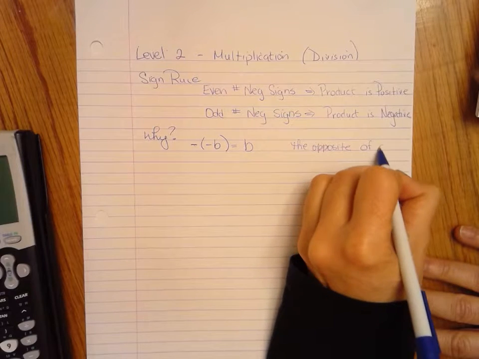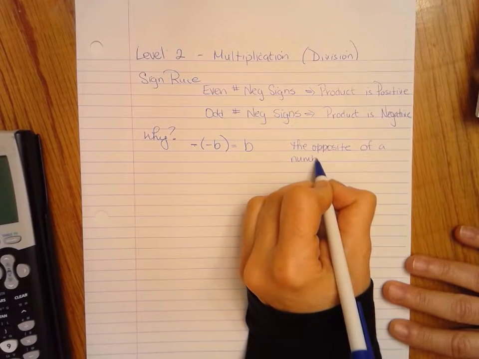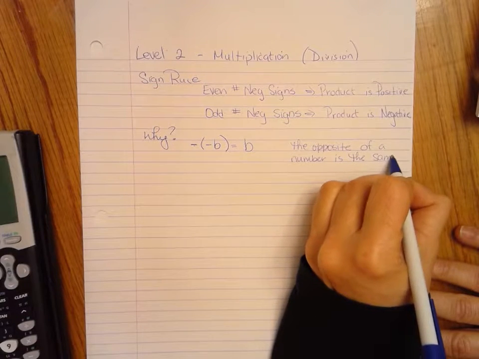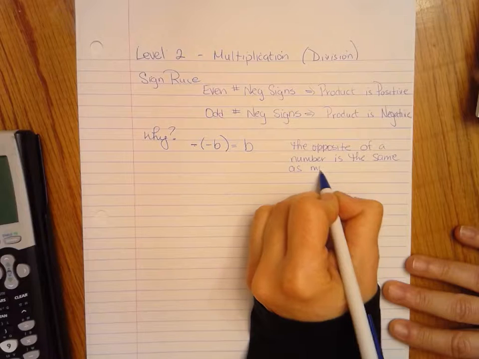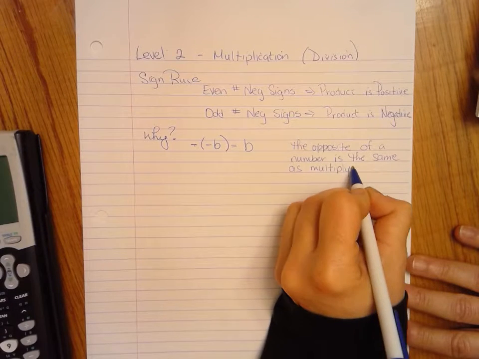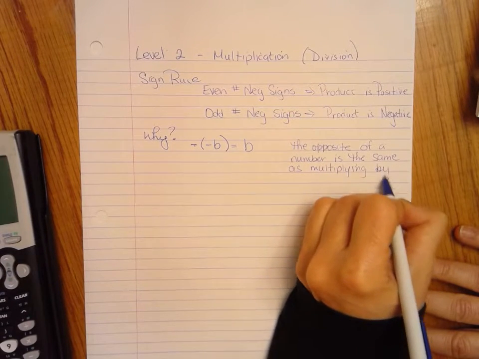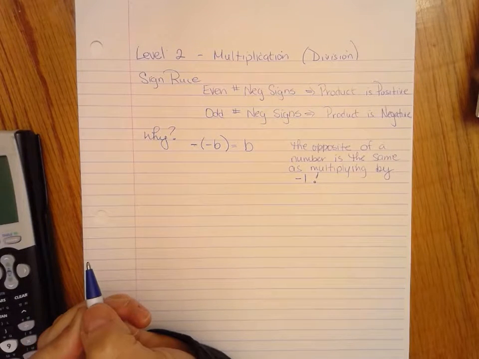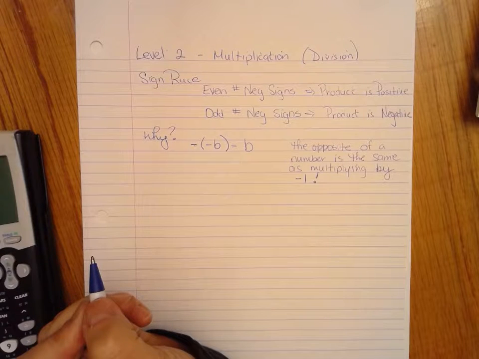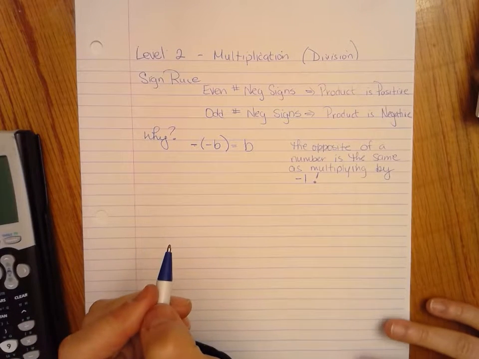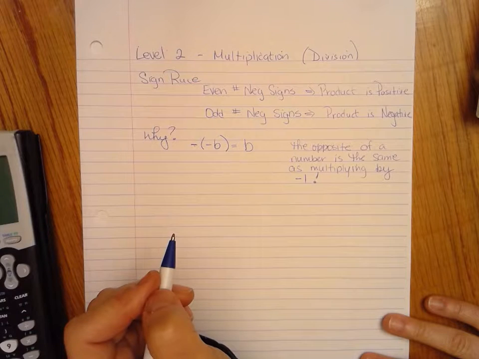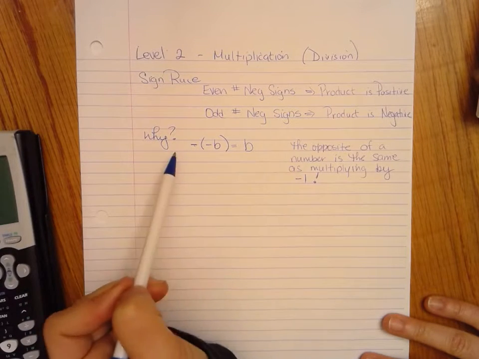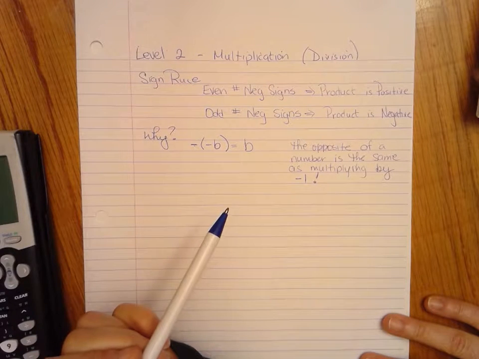The opposite of a number is the same as multiplying by -1. Wow, that's powerful. The opposite of a number is the same as multiplying by -1 because it's on the opposite side of 0. So when you multiply by -1, you flip over the 0.